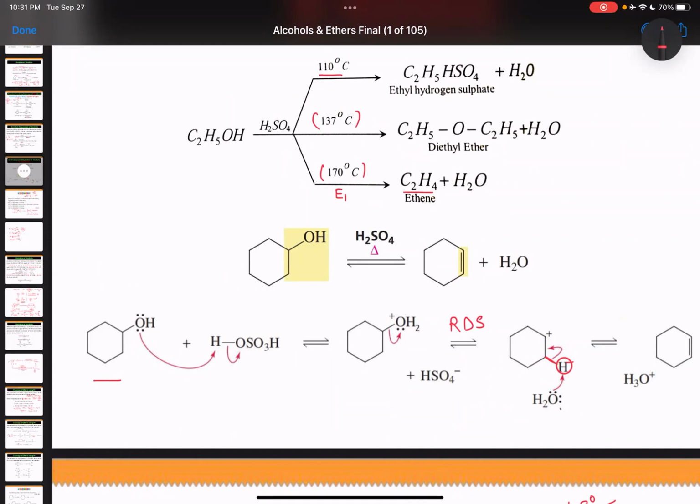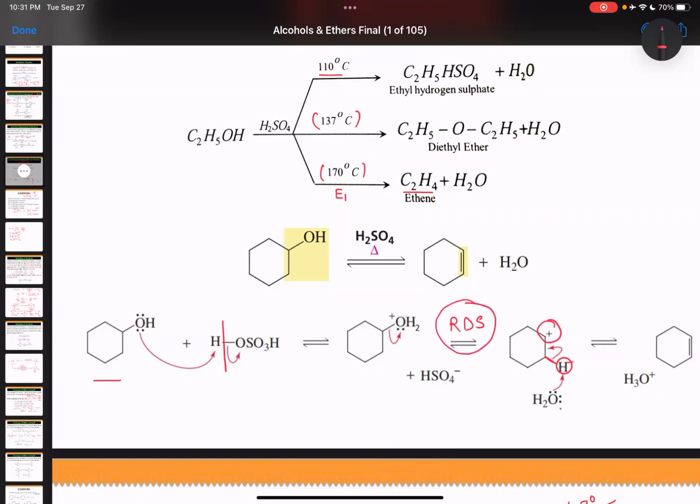What's the reason for the stability of the tertiary carbocation? Actually, the OH gets protonated by the H2SO4. It comes out as water, leaving the carbocation. This is the rate determining step. This is the main step, which is the most difficult one.